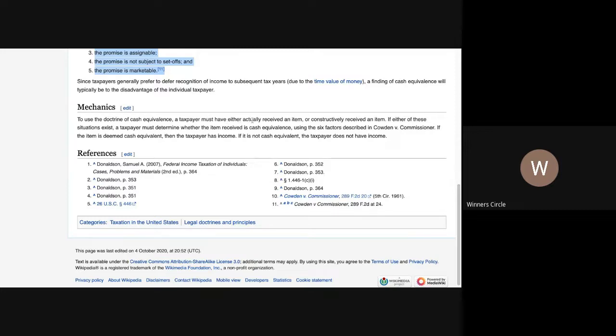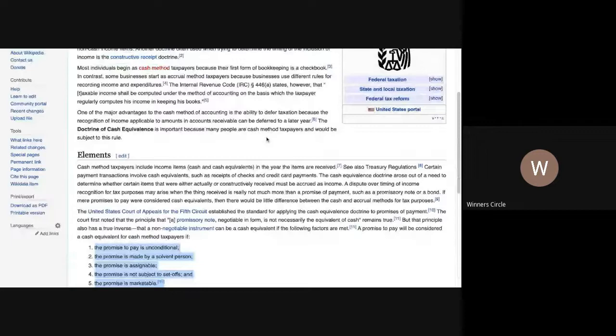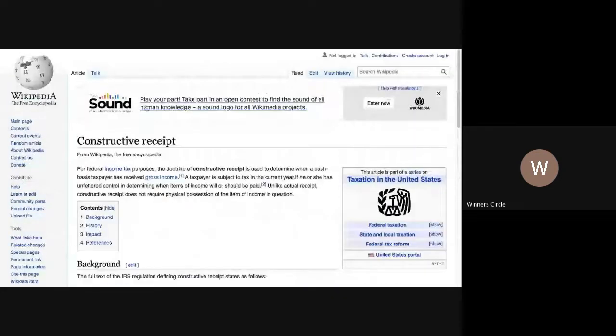must have either actually received an item or constructively received an item. So if they constructively receive it, meaning your pay stubs are constructive receipts because they're evidence of an event taking place, but the tax is deferred to the end of the year because you never really get paid from your job. Okay, you get credited from your job, but you never get paid. Okay, so that's what constitute your pay stubs as constructive receipts. So I'm going to go back into constructive receipts and let's go to that real quick so you guys can see that. I want to make sure my page is sharing that.